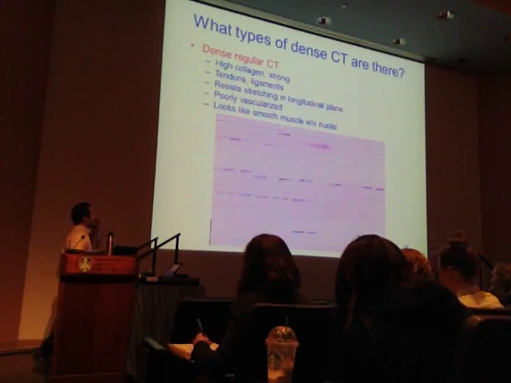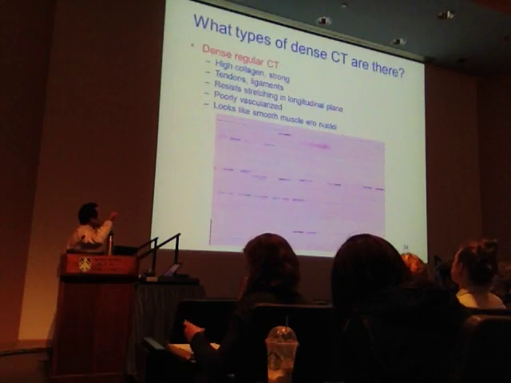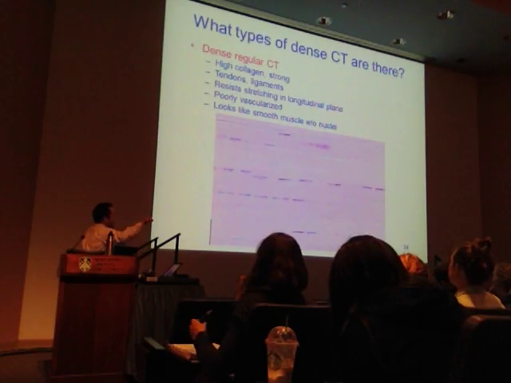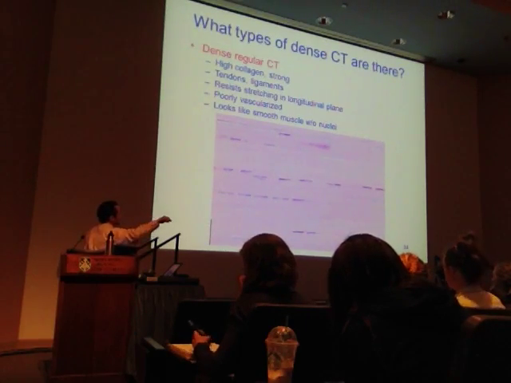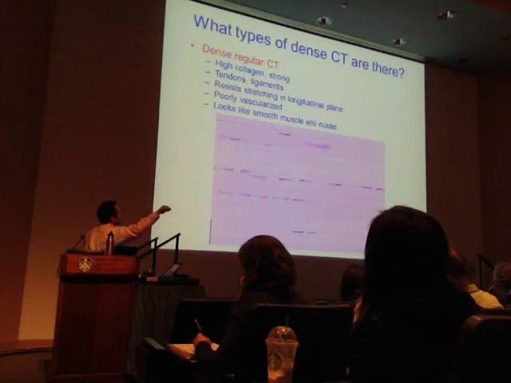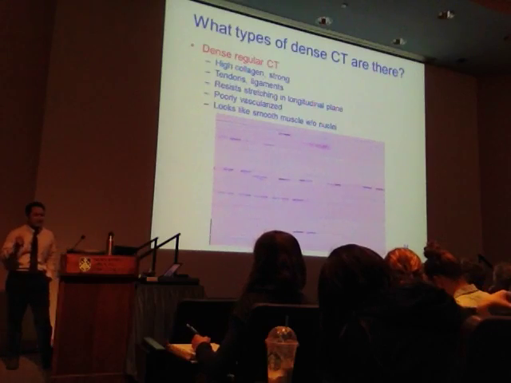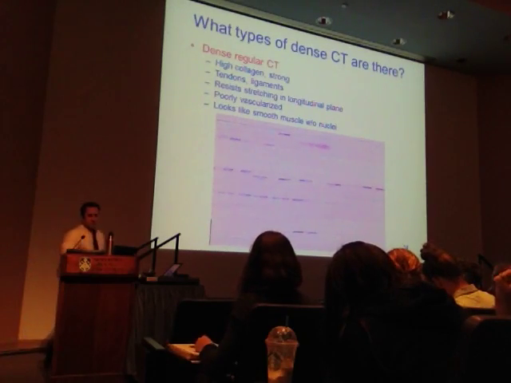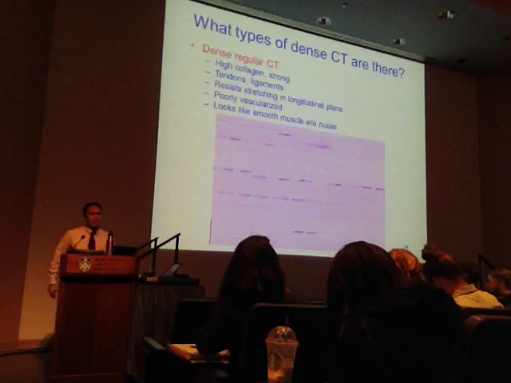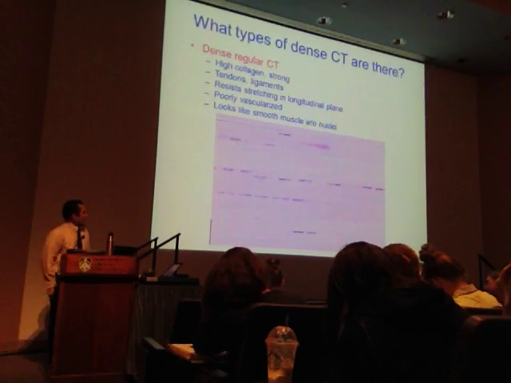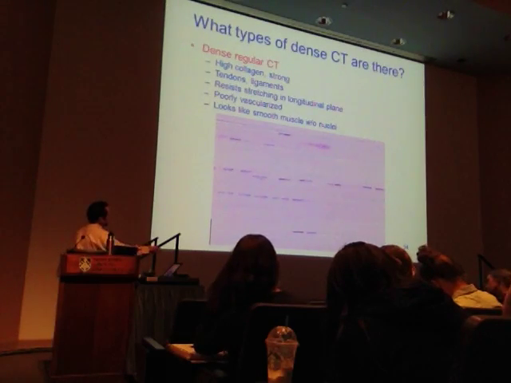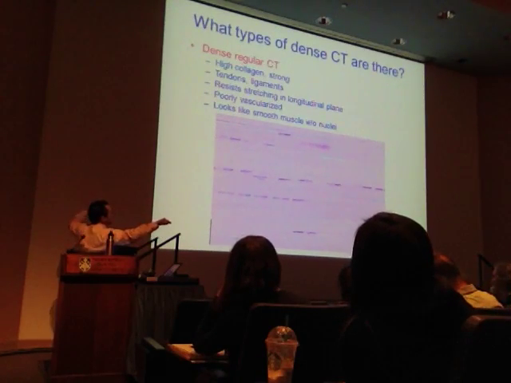With the dense regular connective tissue, you can see it's organized in this fashion, like the plane of wood. If you're looking at a piece of wood and you're following the grain, it would be going in this direction. So it has a high collagen content. It's very strong. Tendons and ligaments are made up of dense regular connective tissue. It resists stretching in one plane, the plane that these fibers are organized in.